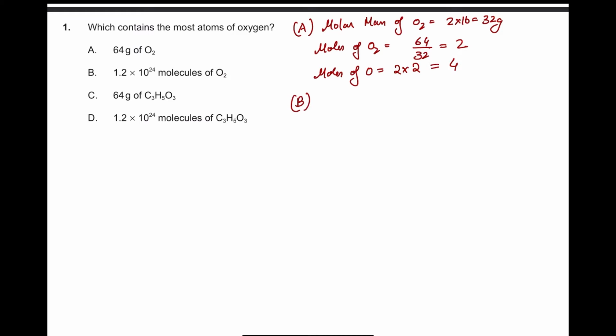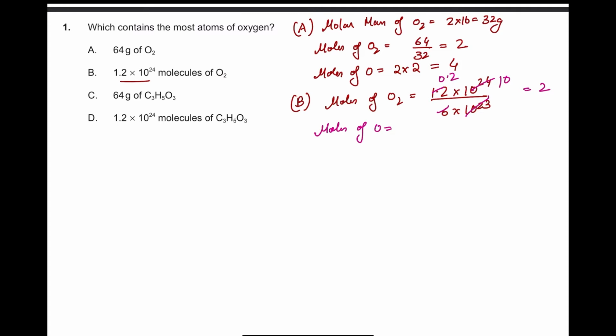Going on to option B, we are given the molecules of O2. To find the moles of O2, we have to divide the total number of molecules with the Avogadro number. Avogadro number is 6 times 10 to the power 23. If we cancel this out, this is 10, this is 0.2. So we have 2 moles of O2. So moles of oxygen again would be 2 times the moles of O2. So again 2 times 2, this is 4.